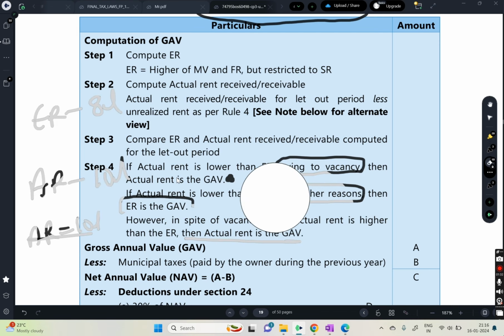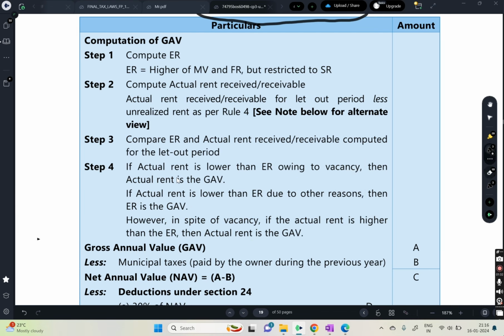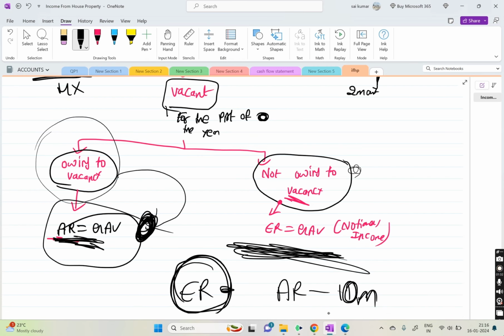Understood? Did you understand this step 4 completely? Yes, sir. Whatever we have written here, the same thing. If it is vacant for part of the year, check if it is because of the vacancy, then take actual rent as GAV. If it is not because of the vacancy, then take expected rent as GAV. Next one.